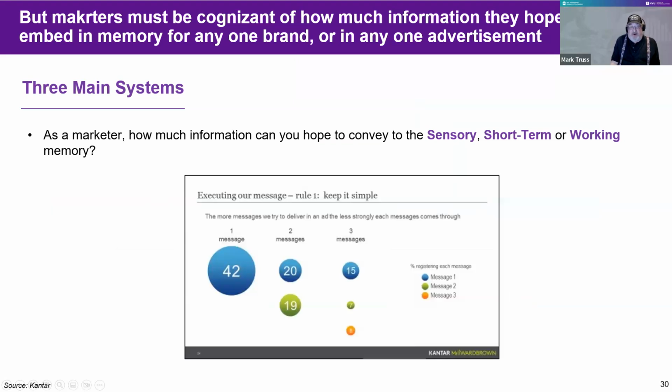As a marketer, we often think about how much information you can hope to convey to the sensory, the short-term, and the working memory. Remember that our stimulus is very short term, and by meaning, we have to work a certain way. This great chart from Cantor and Millward Brown shows how much people recall a message when there is only one message in a piece of communication, when there are two, and when there are three. And you can see that once you get past one message, the likelihood that people are going to retain it drops off pretty precipitously with each additional message that you add.